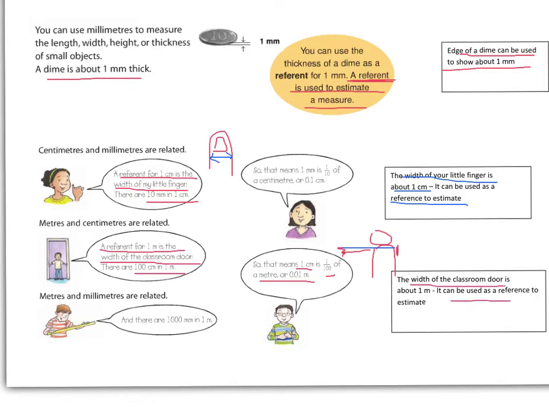Now when we create a referent, we want it to be something that's a standard size. That's why we pick the edge of a dime. All edges of dimes are about the same. All doorways are about the same when we're talking about doorways. So when we choose a referent, we want to choose something that's a standard item. Example for a meter, the width of a stove is often approximately a meter. That again is a fairly standard item.